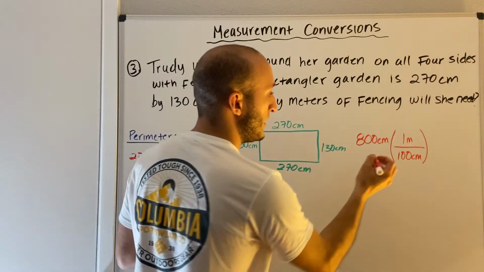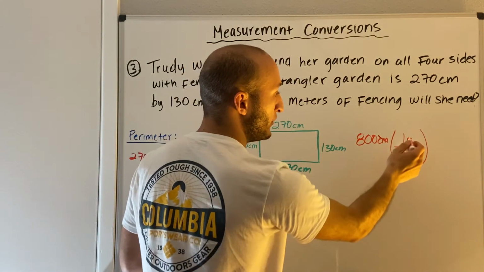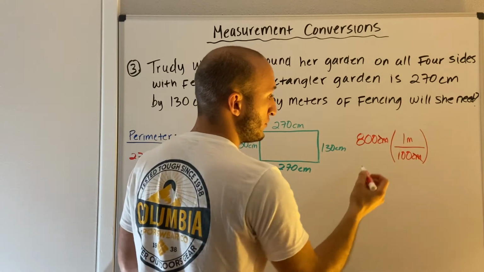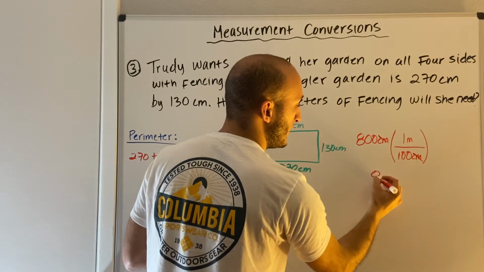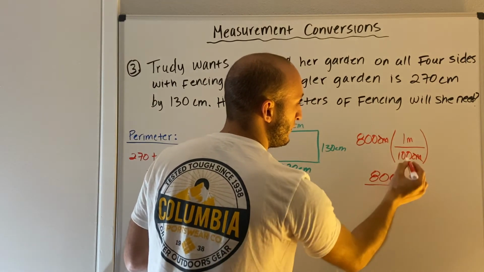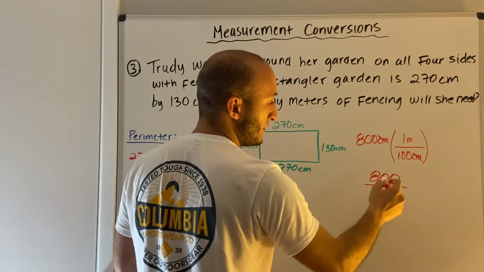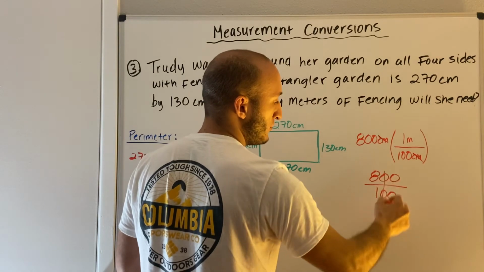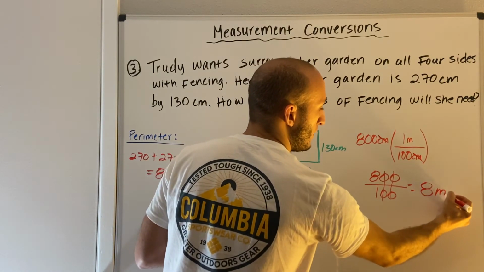And I see that centimeters here cancel out, okay? And I'm left with meters, which is what I want. So this, in other words, is saying 800 times 1, which is 800, over 100. You could plug that in your calculator, or you just cancel out these zeros. I'm left with 8 meters.